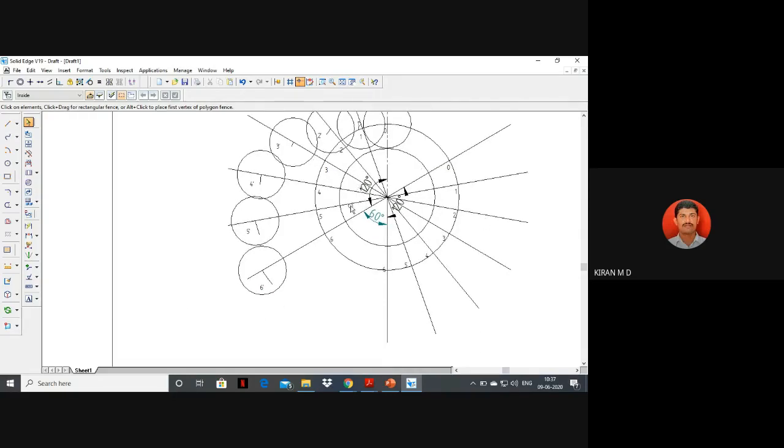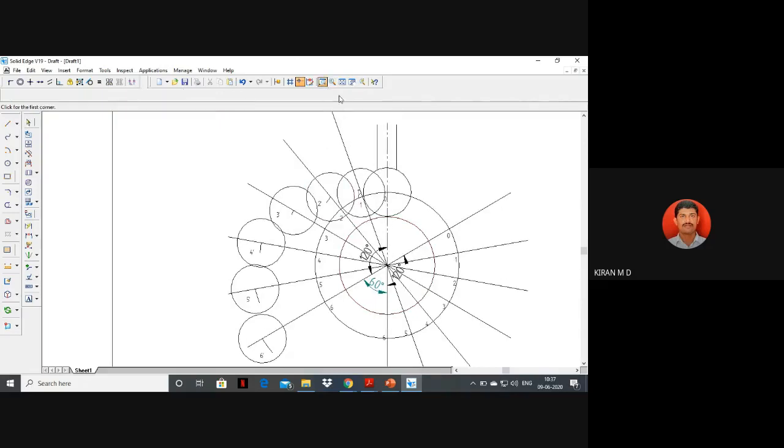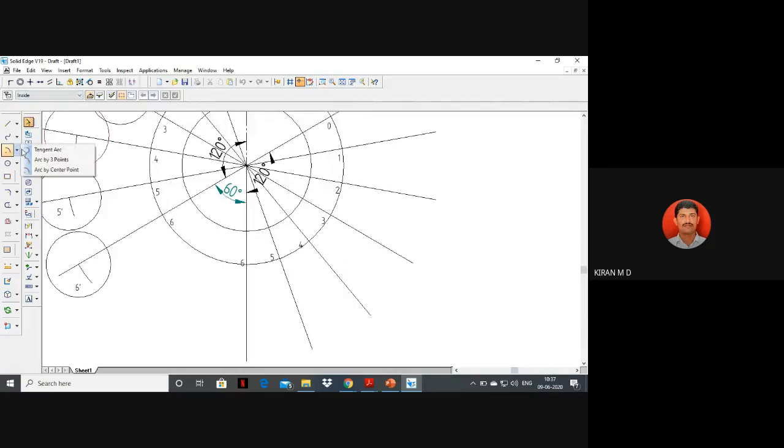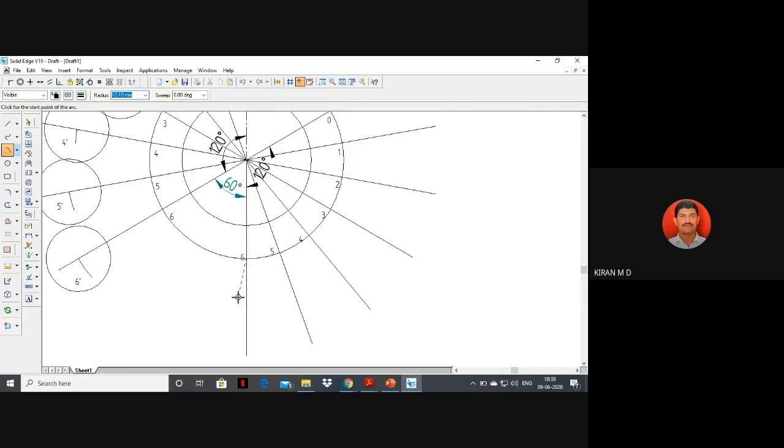Similarly, here also, we know that 6 to 6 dash, 5 to 5 dash, 4 to 4 dash, 3 to 3 dash, 2 to 2 dash, 1 to 1 dash. Same like you measure the distance, you cut an arc. From the center, this is 30 only.